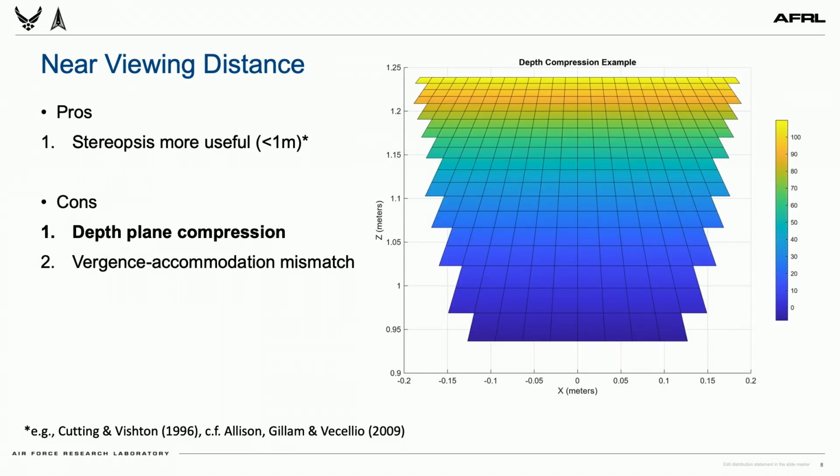The cons are you get what's called depth plane compression, which is that compared to your object space, your image space is compressed, and also that compression can change throughout the image space. If it's one-to-one, it's not so bad, but if you get a change in depth compression across your image space, you're going to get velocity misperceptions, and then you're going to get incorrect size cues.